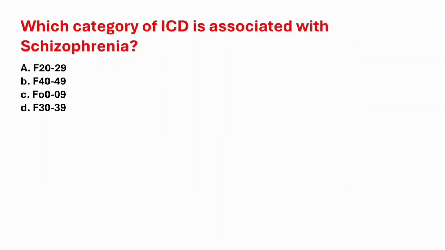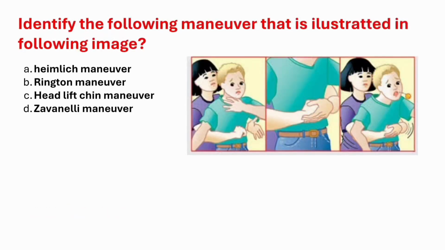Which category of ICD is associated with schizophrenia? A. F22.9, B. F42.9, C. F02.9, D. F32.9. The correct answer is A. F22.9.